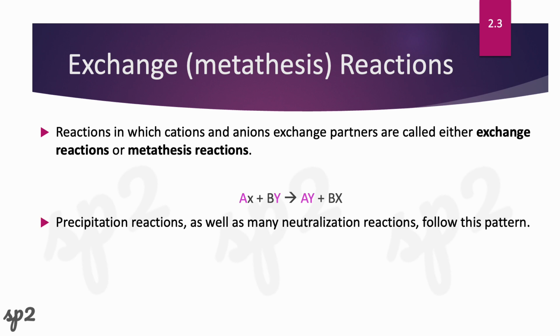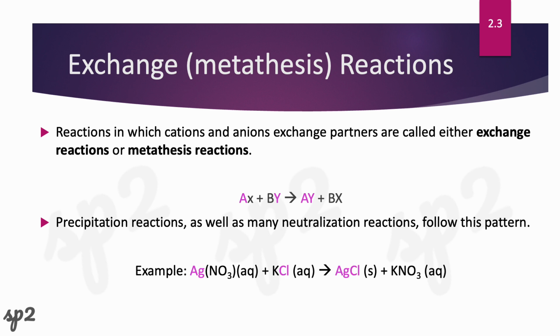The precipitation reactions that we just talked about, as well as many of our neutralization reactions, are going to follow this pattern. That's a very common pattern in chemistry. So for example, if you have silver nitrate reacting with potassium chloride, they're going to produce silver chloride and potassium nitrate, and that is a very good example of an exchange reaction.